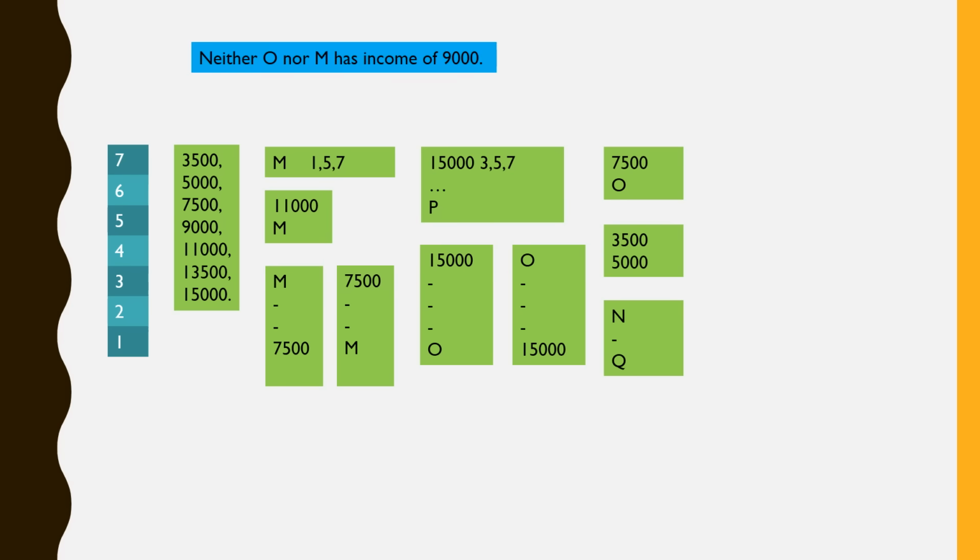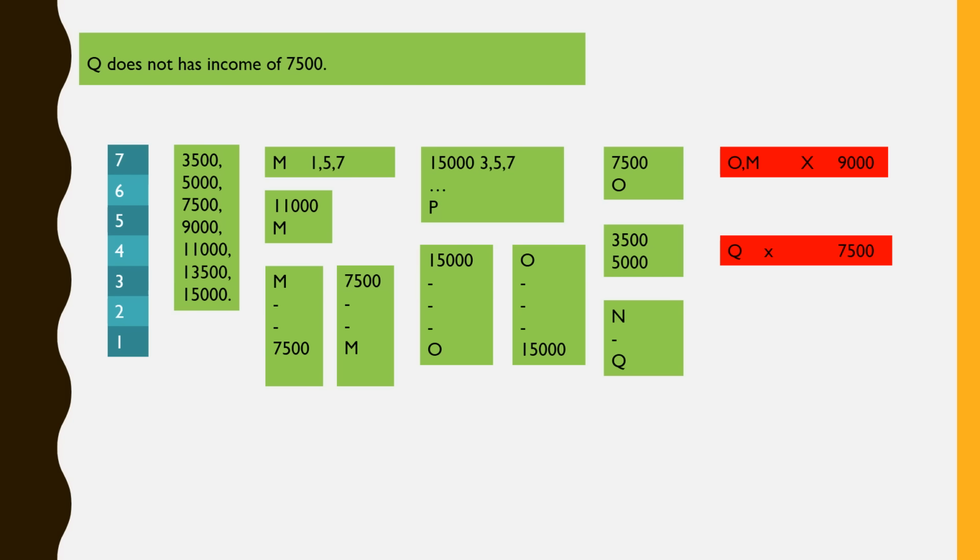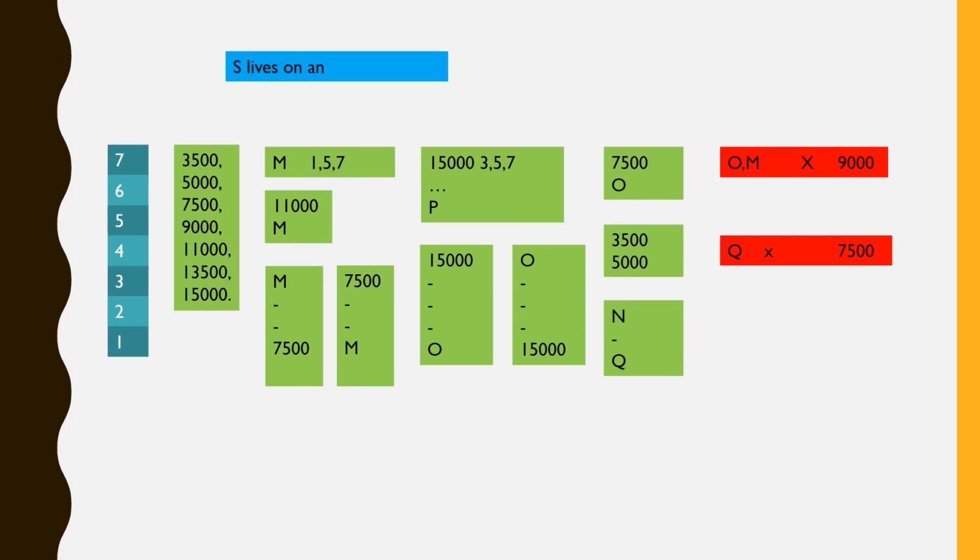Neither O nor M has an income of 9,000. This is a negative statement, that's why I am representing it in red color, that is O, M cross 9,000. Next statement: Q does not have an income of 7,500. Again a negative statement, so Q cross 7,500 in a red color box.